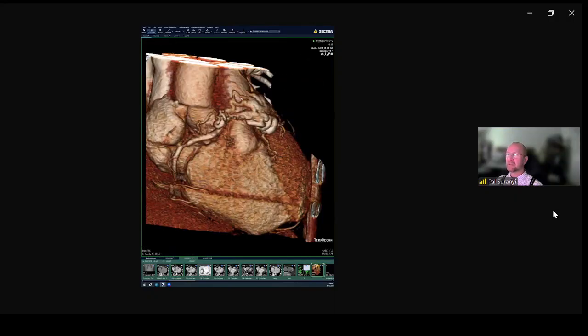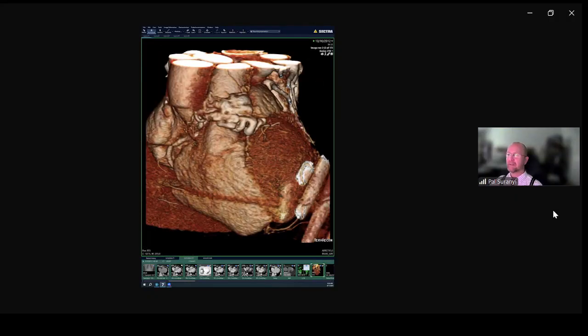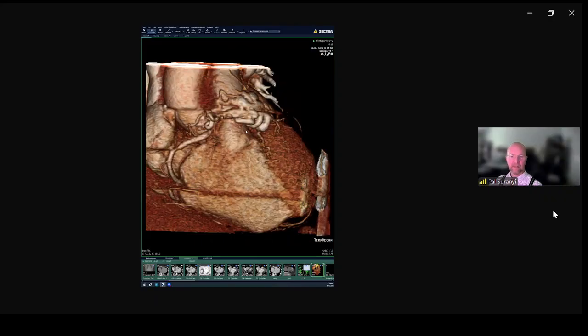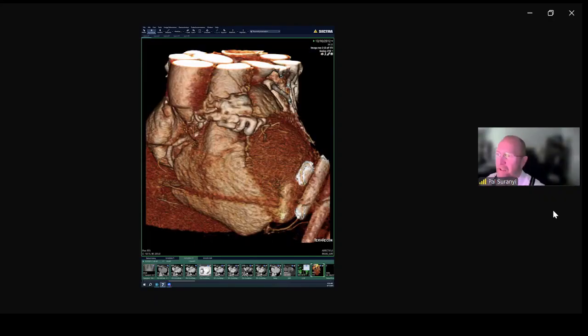And this is what it looks like on 3D volume rendering. This tangle of vessels sitting in front of the main pulmonary artery. This is the left atrial appendage. This is the ascending aorta. And that's all I have for today. If there are any questions or comments on this one.